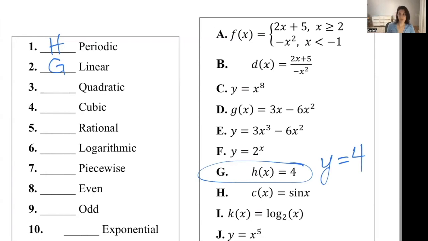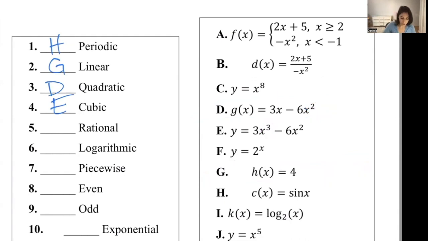Quadratic, so that is where the degree or the highest exponent is 2. So that is going to be D, right? So the highest exponent is 2, so therefore that would be a parabola. A cubic function is where the highest exponent is going to be 3. So that's going to be part E, right? So here's that highest exponent there.